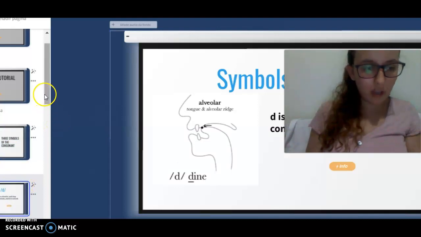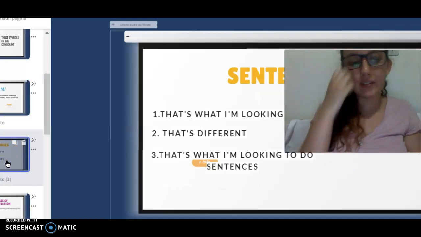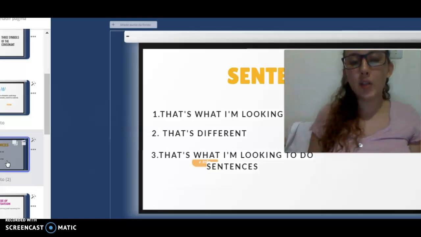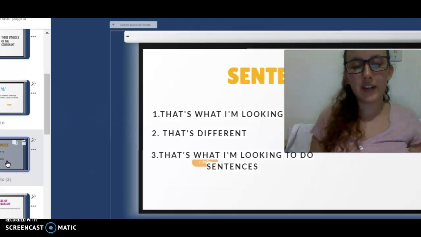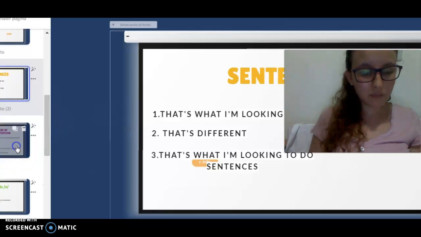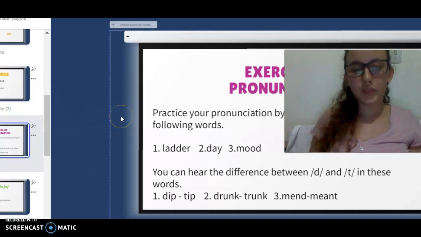Okay, I continue. I created 3 sentences. Exercise of pronunciation.